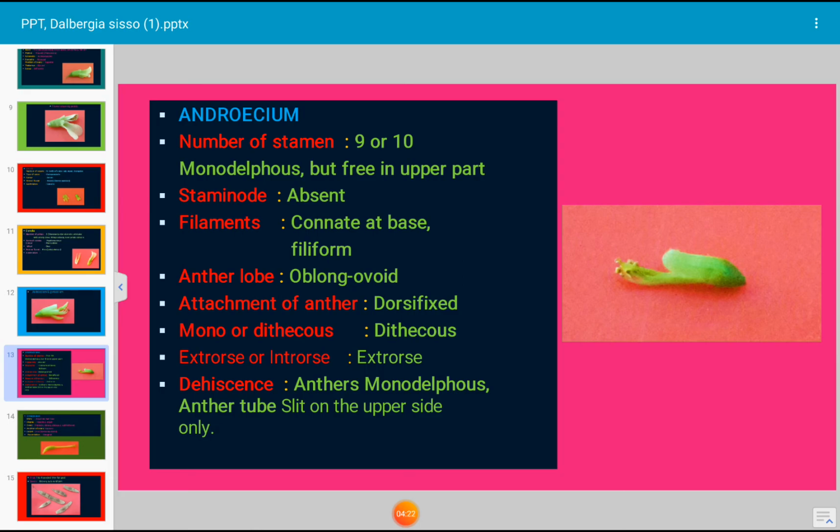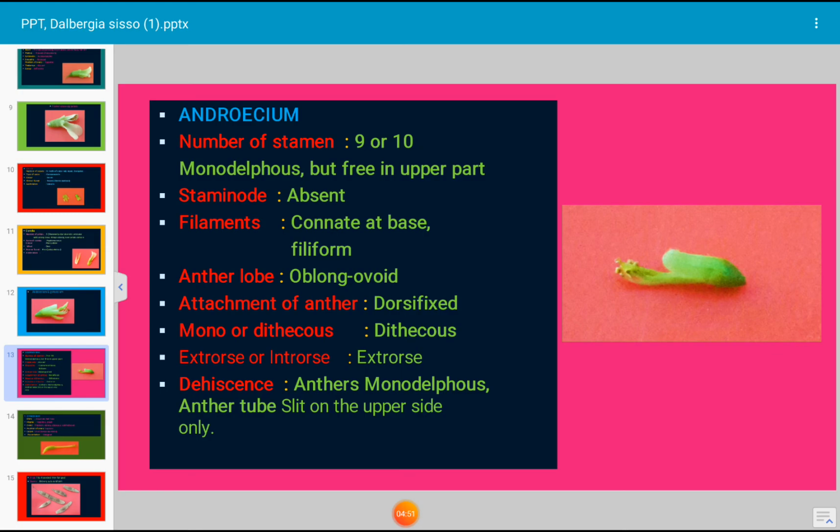There are 9 or 10 stamens, and all the stamens are bound together forming a single bundle. Hence it is described as monodelphous condition. But the stamens are free in the upper part. Staminode is absent. Staminode means sterile stamens. Sterile stamens are absent. Filaments are connate at base and filiform. Anther lobe is oblong ovate. Attachment of anther is dorsifixed.